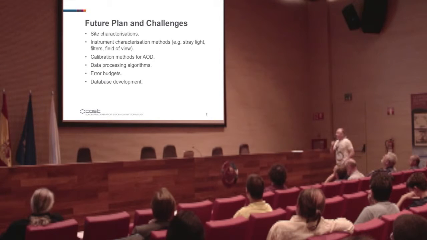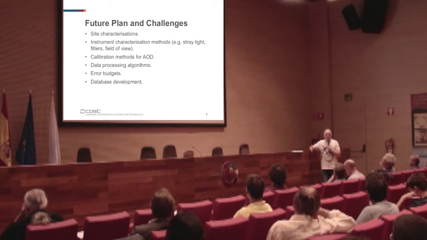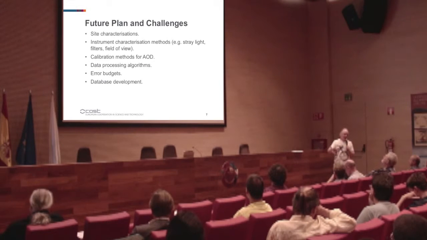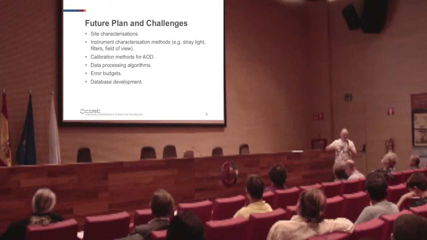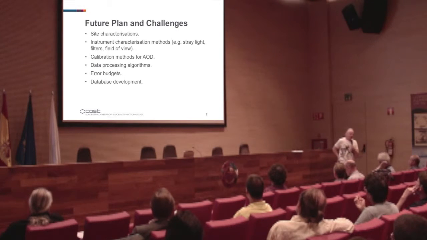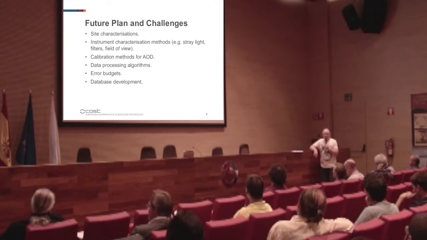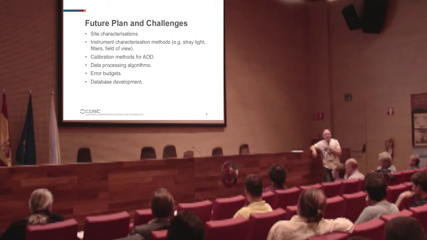And then the data processing algorithms, we need to decide how we're going to do the data processing, what we're going to use. We need to get all our heads together and say, this is what we do, and these are the best bits of it, or we don't want to do that, and then get something consistent. Error budgets, we need to know the limits of our uncertainties, and of course the database development, which will be started. It's already started, I believe, hasn't it, Alberto? Yep. We have funding for that already.